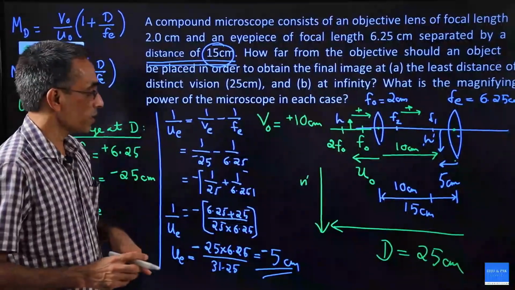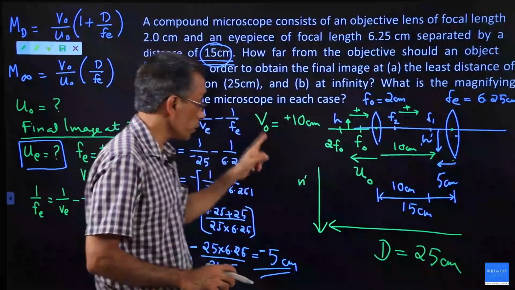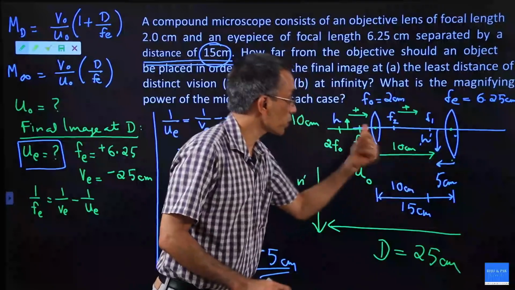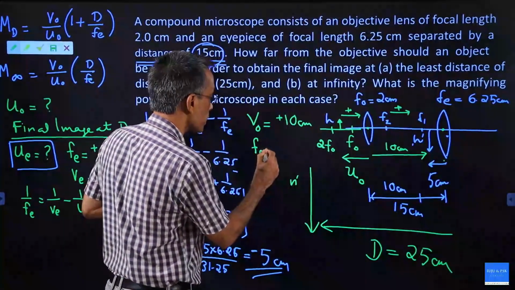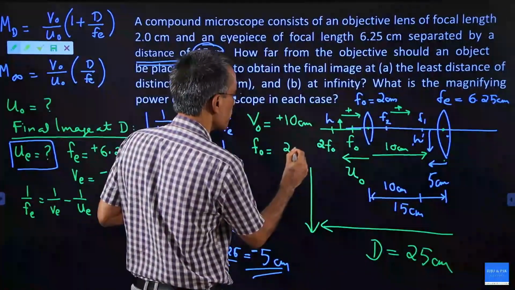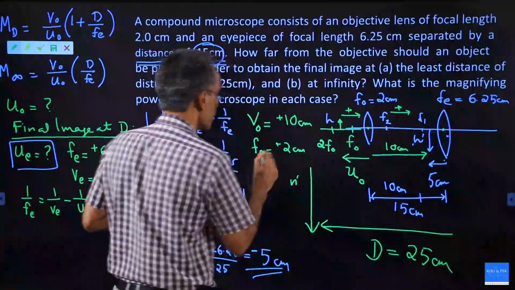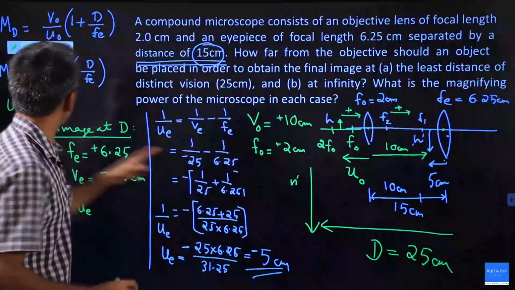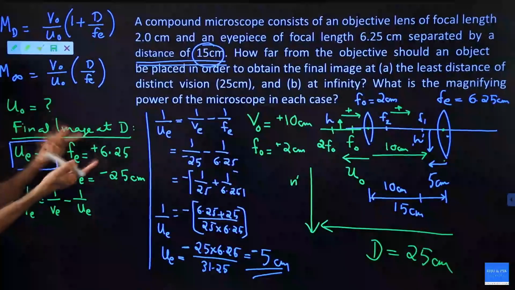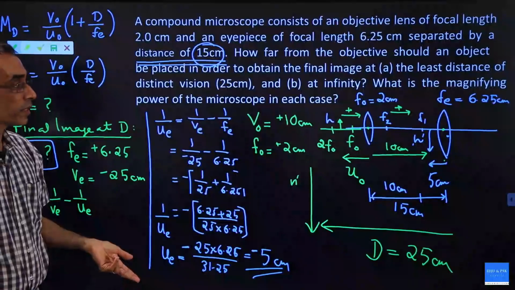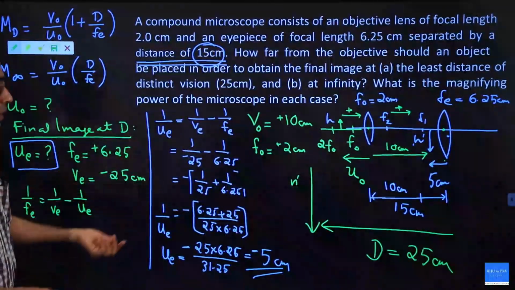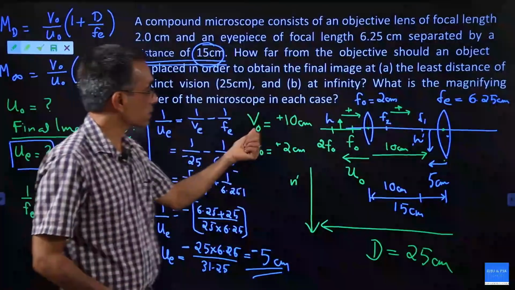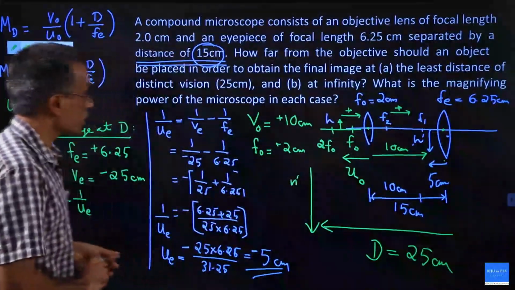Now children, we know the image distance of the objective, and I know the focal length. I know focal length of the objective lens equal to 2 centimeter, which is positive. I know VO, I know FO. What is asked? UO. Again use lens equation. Since I don't have enough space here, I will erase this. Remember this is 10 centimeter, this is 2 centimeter.